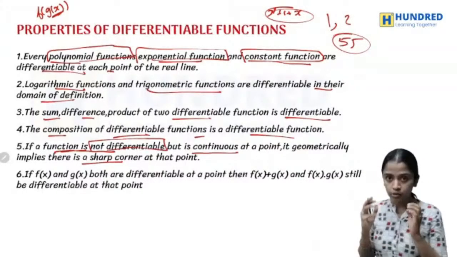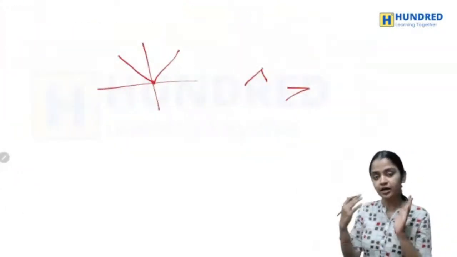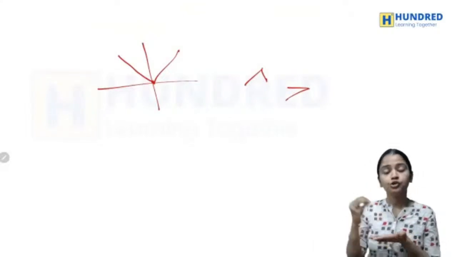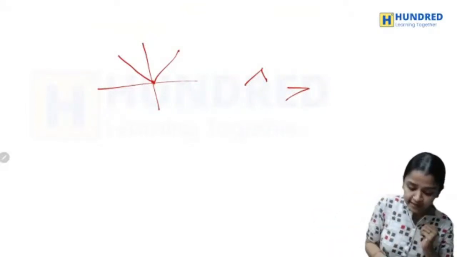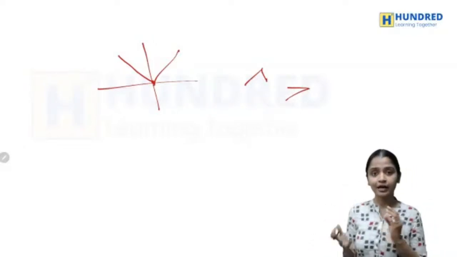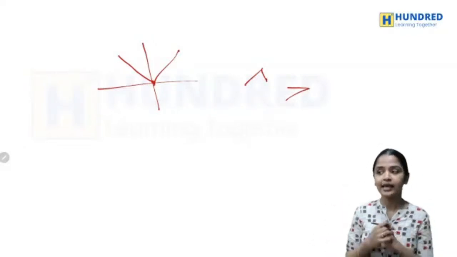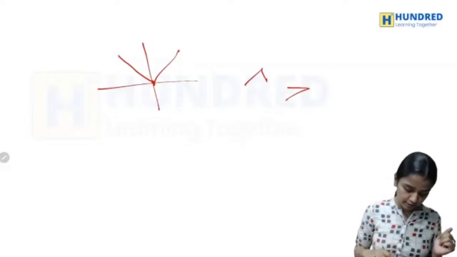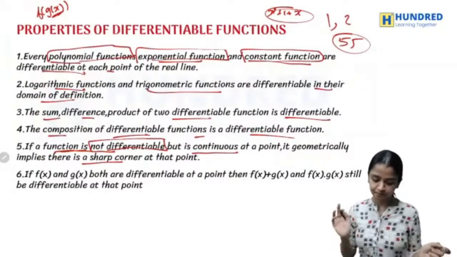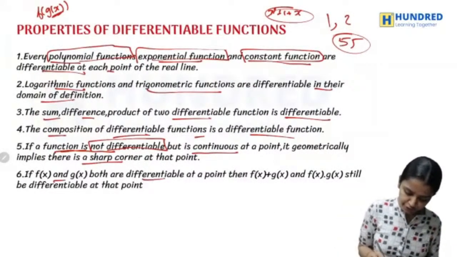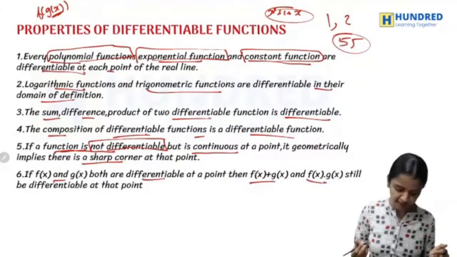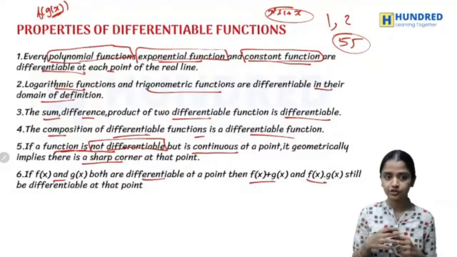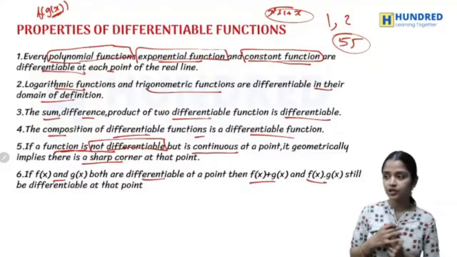So you have a continuous function and after finding it is continuous, you draw the graph and you find a sharp corner in the graph, then you can directly say it is not differentiable. Now, if both the functions are differentiable, then the addition and multiplication at the particular point is also differentiable. So are you clear with the properties?